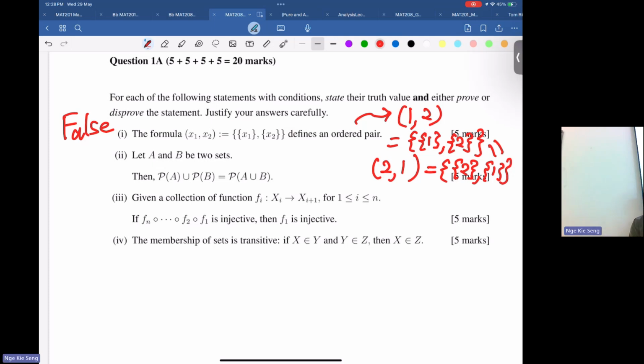Question 2. Let A and B be two sets, and then the power set of A union the power set of B is equal to the power set of A union B. So I think most of you did this quite well. Actually one of the inclusions doesn't work. Which inclusion doesn't work?